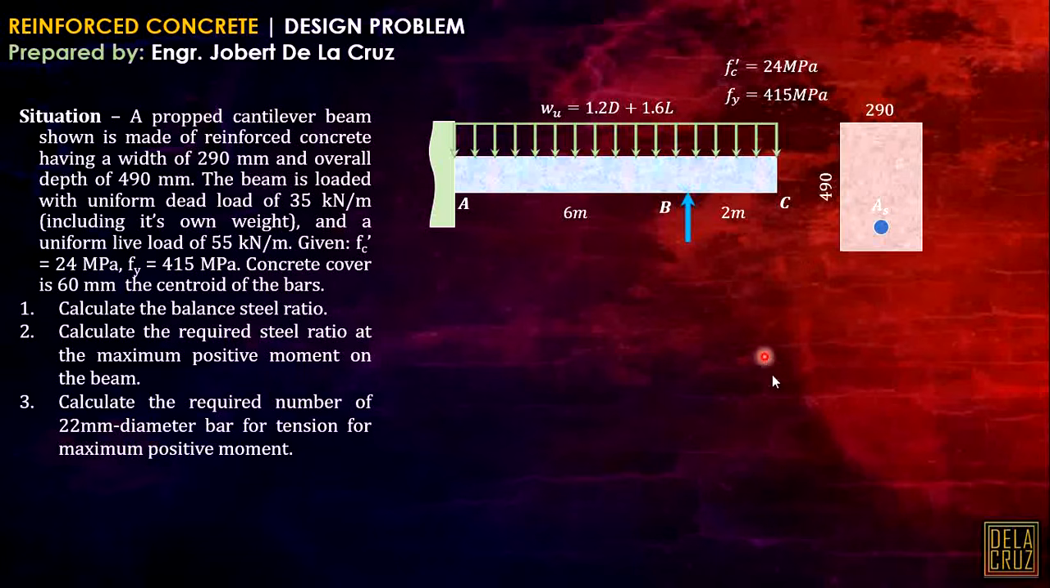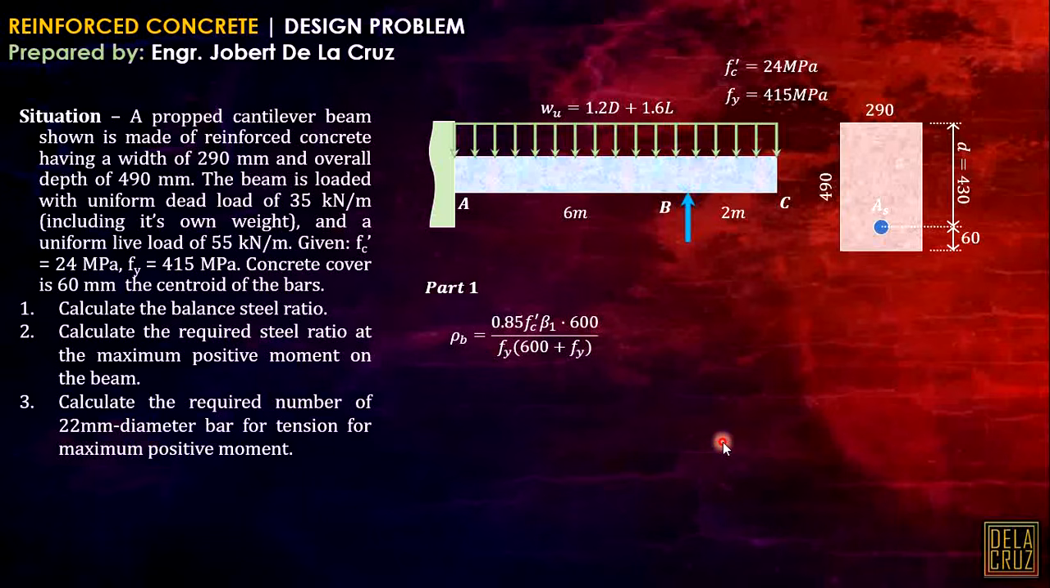Okay? So, let's start for number 1. Calculate the balanced steel ratio. Okay, so as you remember, we derived the formula of the balanced steel ratio of a rectangular concrete beam. So let's have this muna. The concrete cover to the centroid of the bars, so that is 60 millimeters. That means our effective depth here is just 490 minus 60, and that is 430 millimeters.